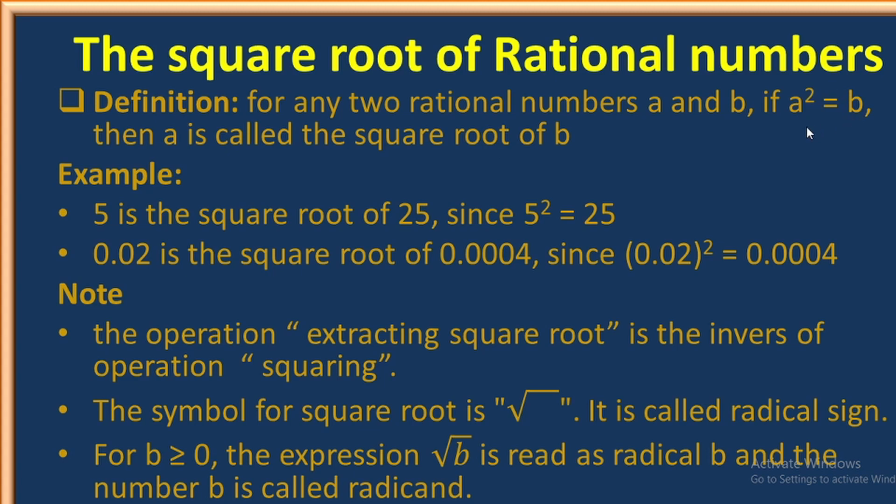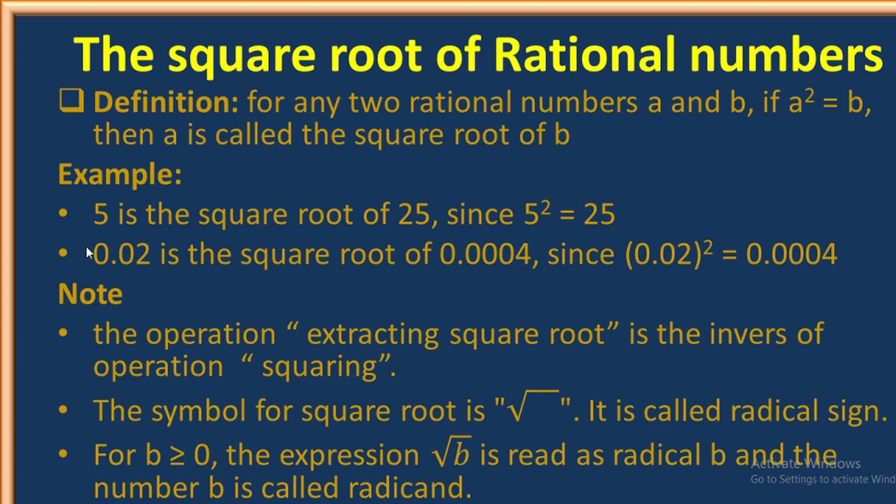The square root of b. This is the vice versa statement of a squared is equal to b. So a squared is equal to b means a is the square root of b. For example, 5 is the square root of 25. See, 5 is the square root of 25, which means 5 times 5 is 25. 5 squared is equal to 25, and 5 is the square root of 25.